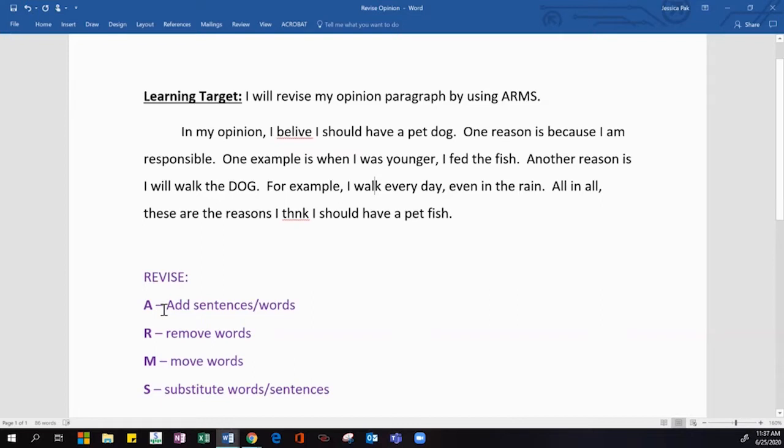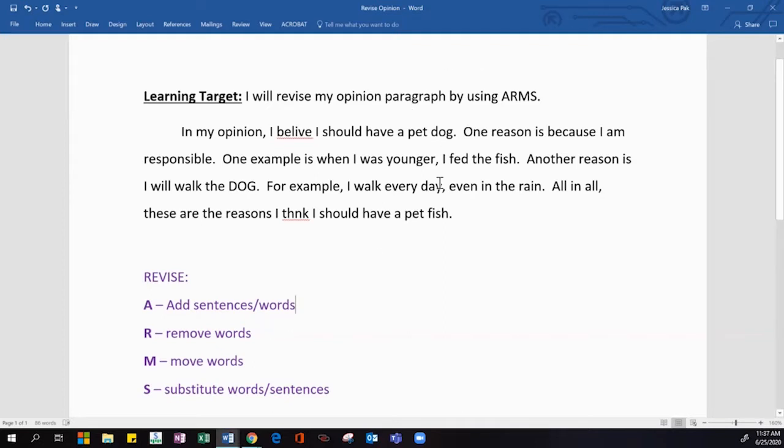So here's what ARMS stands for. A is add sentences or words, okay? R is remove words, that means take some words out. M is move words, so I can move words or sentences around. And then S is substitute words or sentences. That means maybe I find a better word that I can use for this instead.